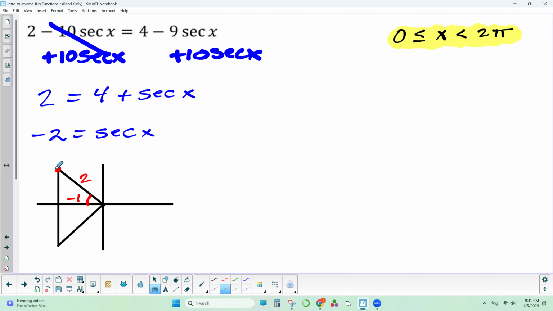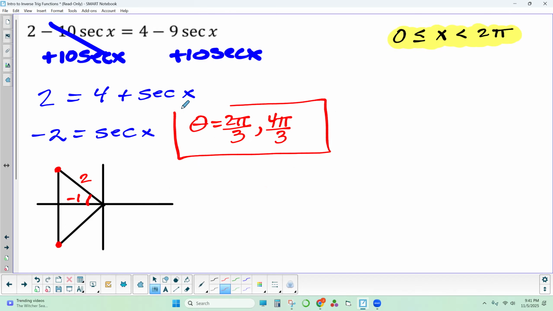So I'm looking for this angle and this angle down here. Of course, I am looking for radians, so that would be 2 pi over 3, and 4 pi over 3. And I'm done because I'm looking in one rotation, 0 to 2 pi. Those are my two angles where secant is -2. And it's as easy as that. Okay, let's look at another one.